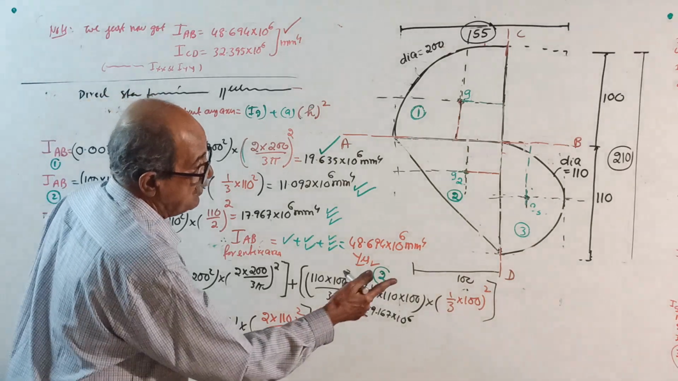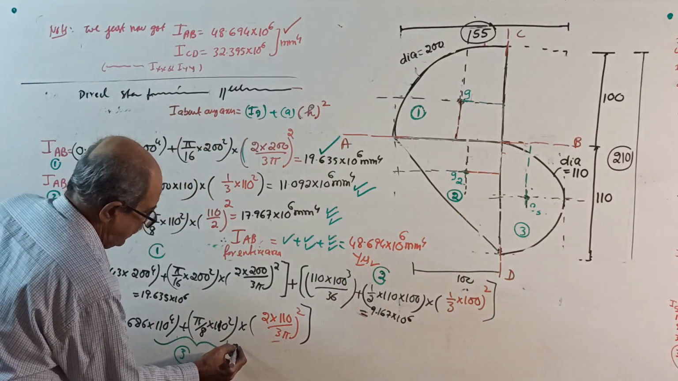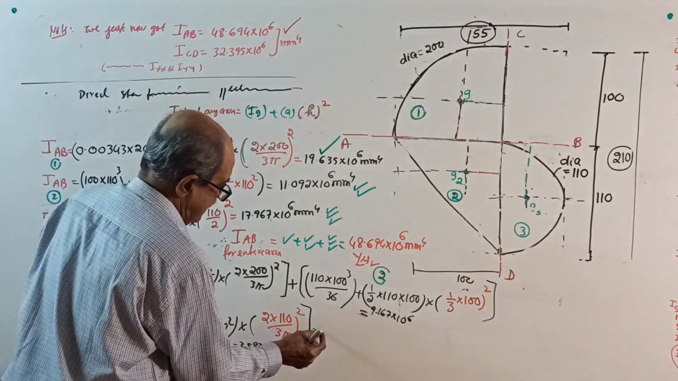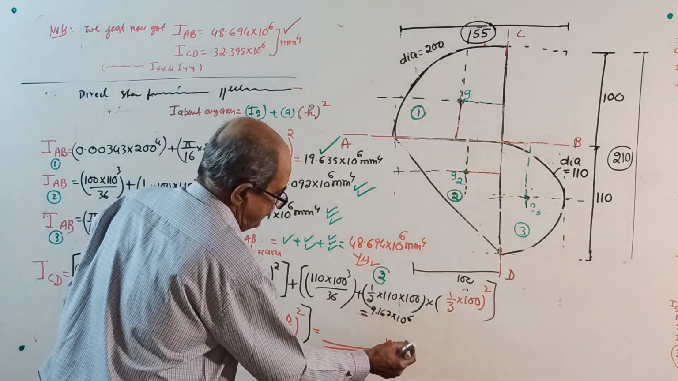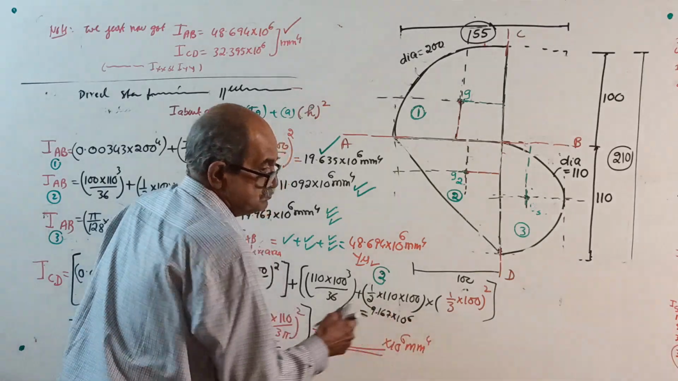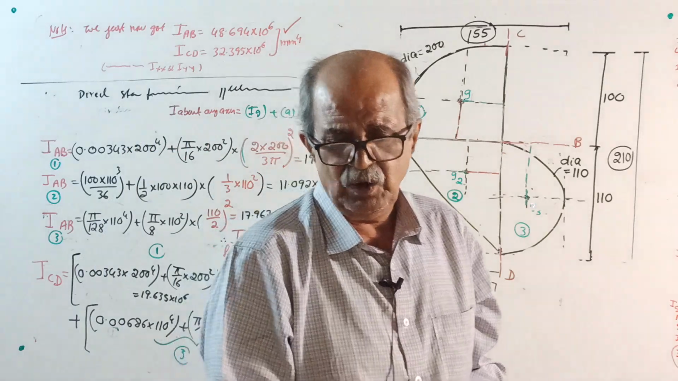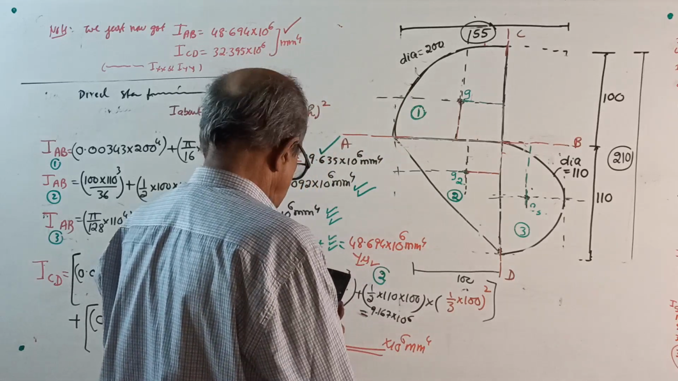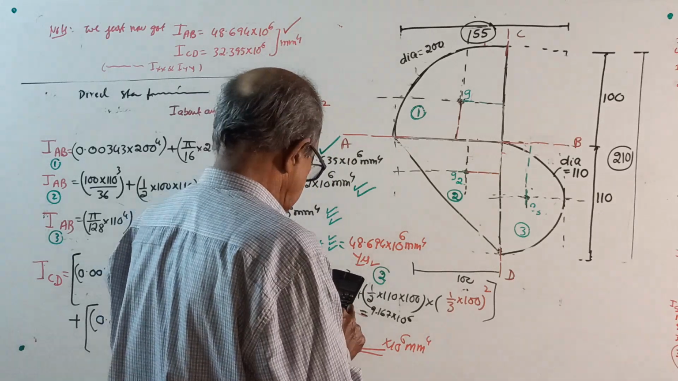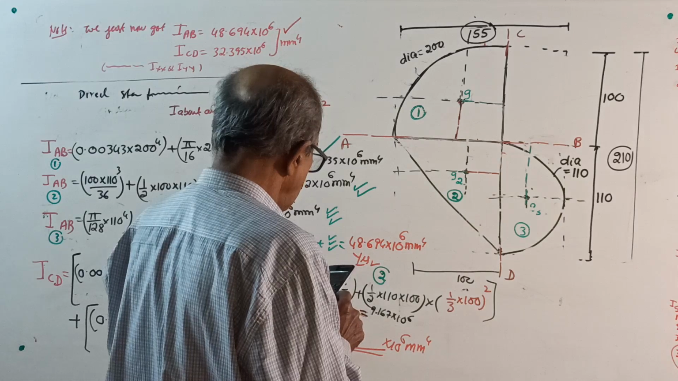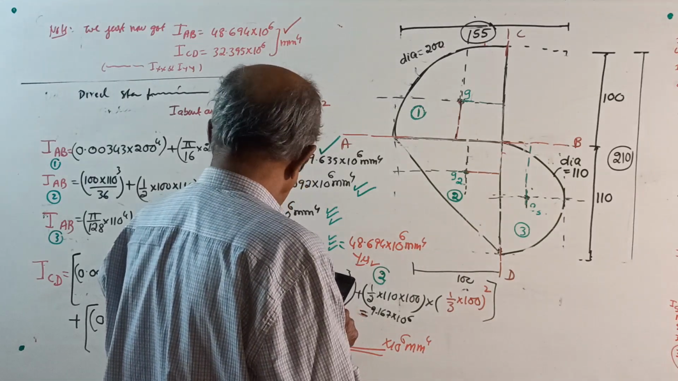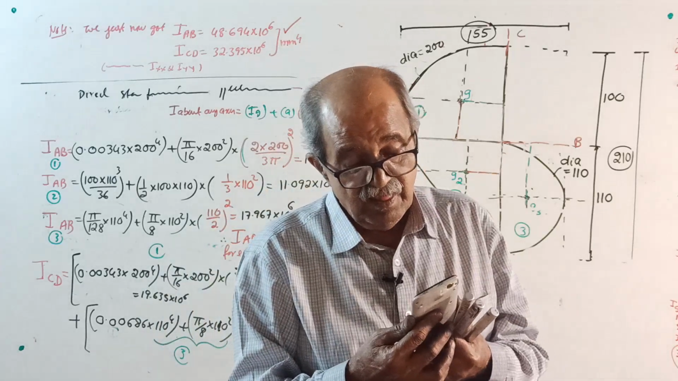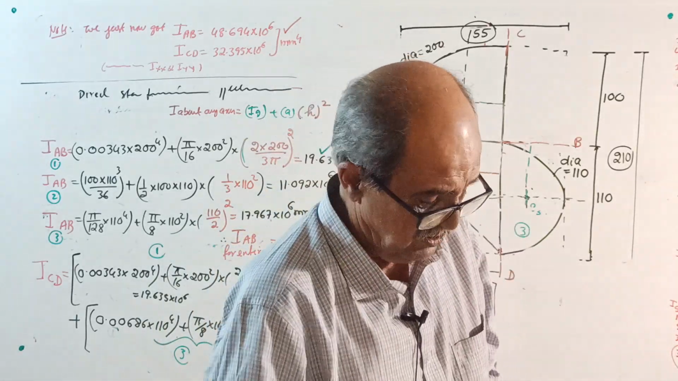You calculate, this came, I calculated 3.593. 3.593 10 to the power 6. You add everything and get the answer. 10 to the power 6 millimeter power 4. See, again, checking not required, only to get satisfaction, or if there is no mistake. 19.635 plus 9.167 plus 3.593. 32 point... I am not seeing there. 32.395 10 to the power 6.